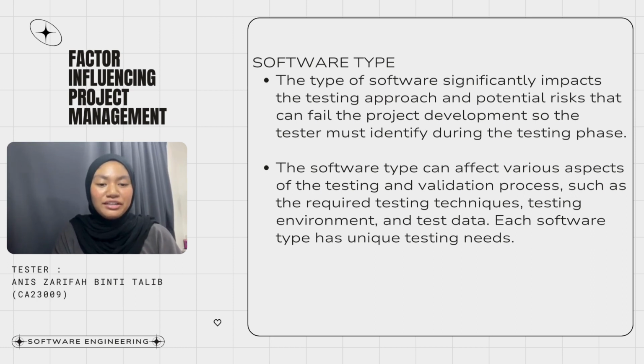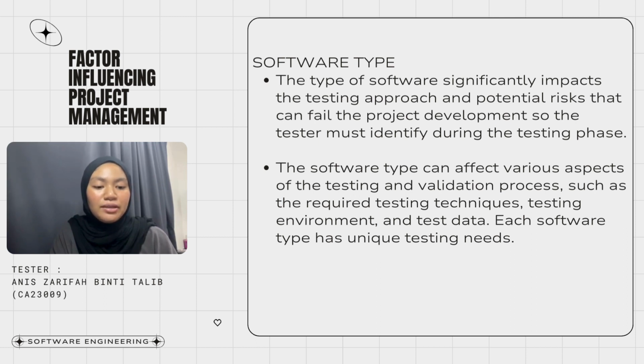So, one of the factors influencing project management that may harm my project development as a tester is software type. What is software type? Software type refers to the category and specific functionalities of the software being developed. In project management, the type of software significantly impacts the testing approach and potential risks that can fail the project development. So, the tester must identify this during the testing phase.